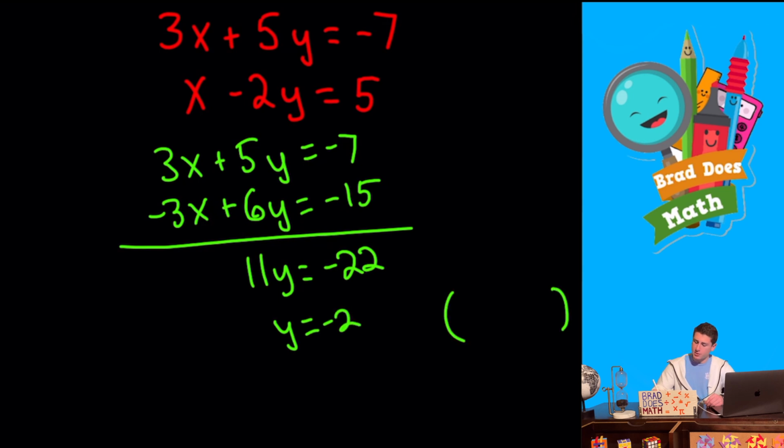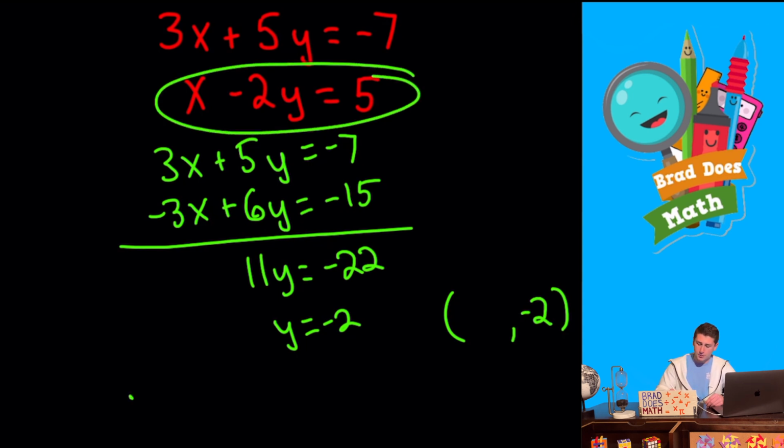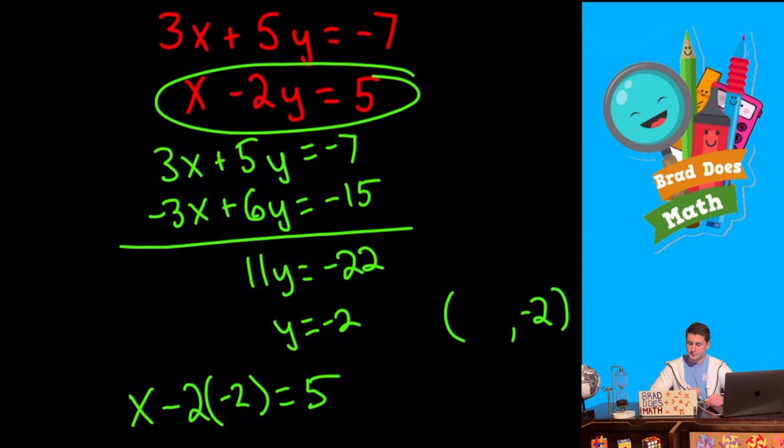Now in the first two examples, I did eliminate x in both of them. But if it's easier, you can eliminate y. So y is negative 2, and then I plug it back in. I'm going to plug it into the easier one. So x minus 2y, so 2 times negative 2, equals 5. Those negatives cancel, and I'll do it up here. x plus 4 equals 5, and x equals 1.